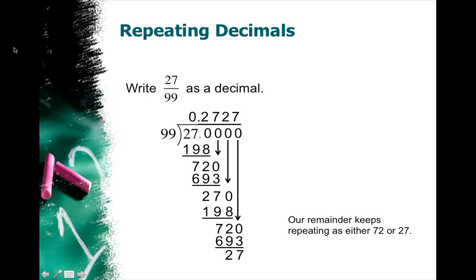So that means we have a repeating decimal in our answer. And our repeating decimal is 0.27 repeating, with the bar over the 2 and the 7, because those are the digits that do repeat. Again, it's important to put the bar over both the 2 and the 7 to indicate that those are the digits that repeat.